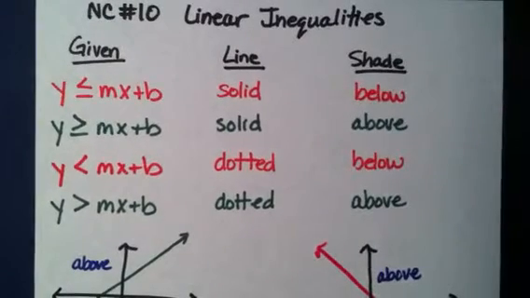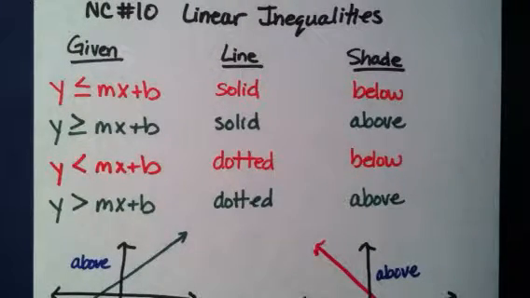On note card 10, we covered linear inequalities. So if you're given y is less than or equal to mx plus b, you're going to have a solid line, and the shading is going to be below. If you have y is greater than or equal to mx plus b, you're going to have a solid line and the shading will be above.